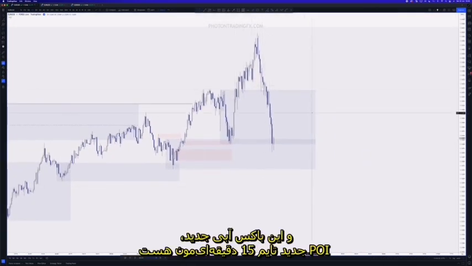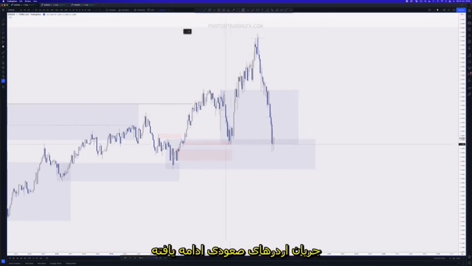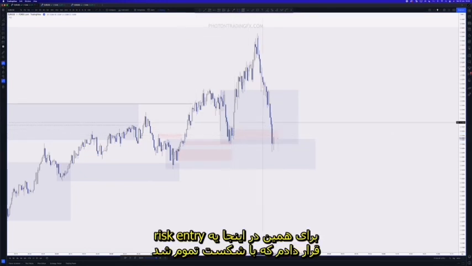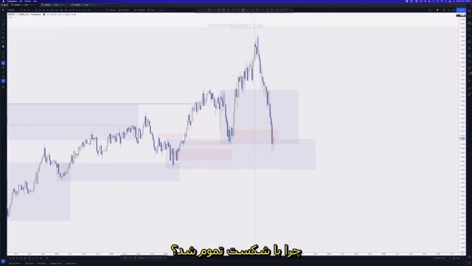And we have this new blue box here, right? This is that new M15 POI. So I saw this as bullish order flow continuing, following the bullish order flow, and I was happy to essentially take a risk entry here, and you can see I lost. Now I understand why I lost.